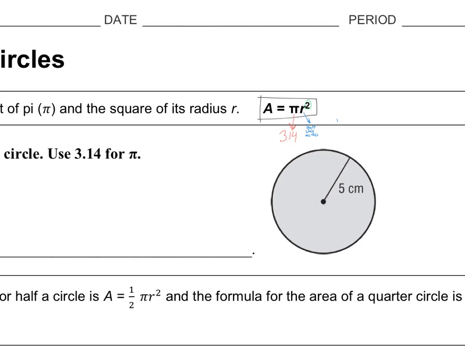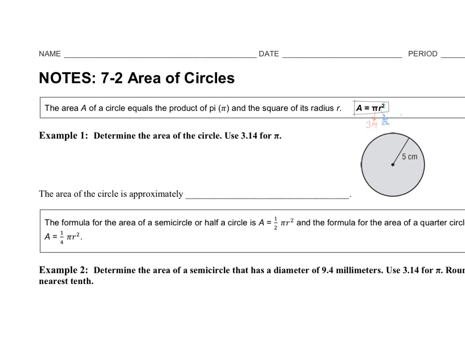Now I'm going to go ahead and jump into some of the examples on here. So example 1 says determine the area of the circle. Use 3.14 for pi, which we will always do. So the first thing I'm going to do is rewrite our formula. We have area equals pi r squared. We already have our radius right here. There's nothing to go find.